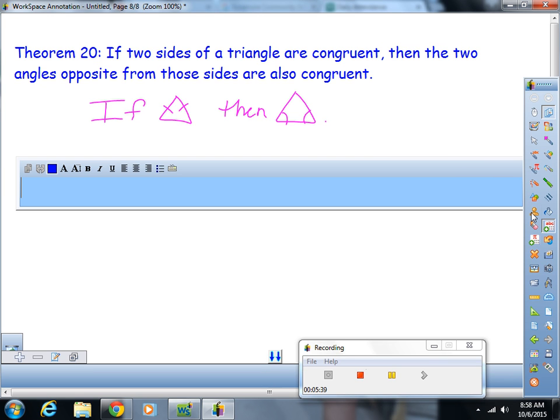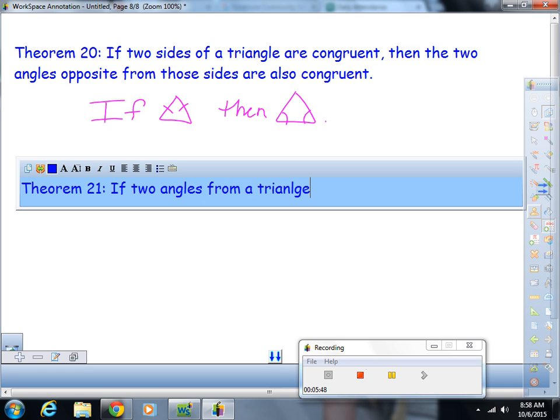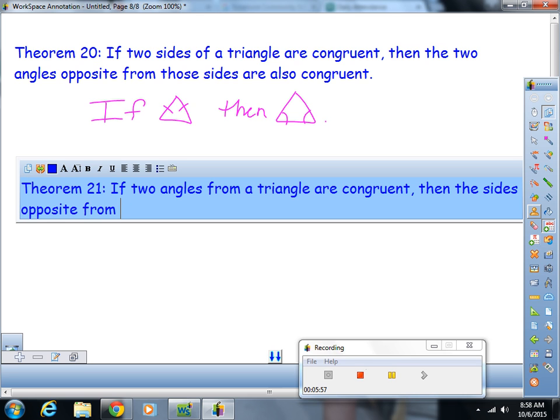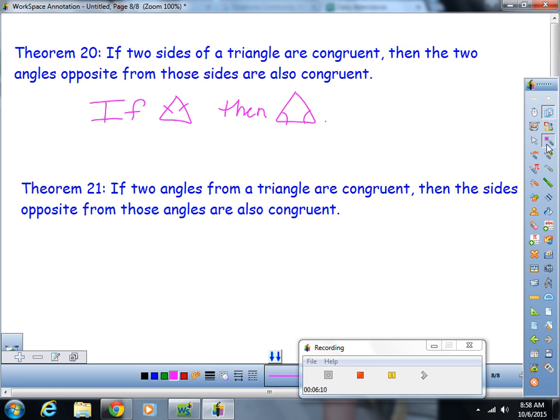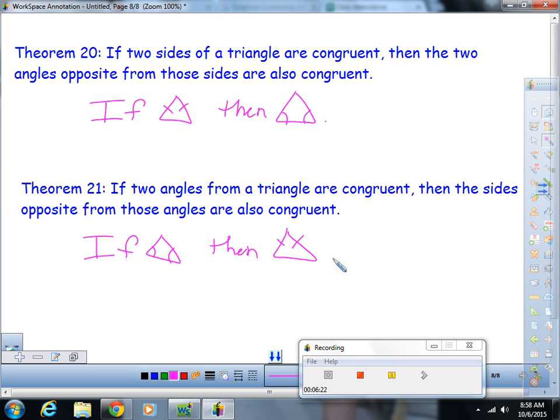So what's the converse to that, since we're reviewing for our quarter test? Good. If two angles from a triangle are congruent, then the sides opposite from those angles are also congruent. Did I spell something wrong? Okay, and in a proof, we will write if angles, then sides.